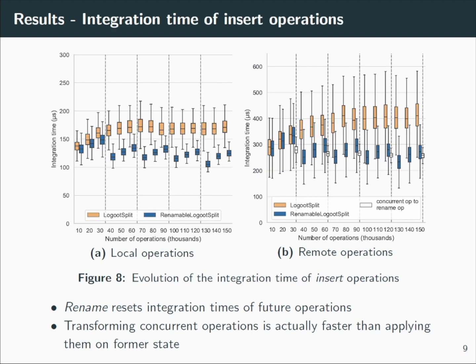Then we compare the integration time of insert operations on Rukusplit sequence, in orange here, and renameable Rukusplit 1, here in blue. Basically, as the rename operation enables us to aggregate all the elements into only one block, the rename operation resets the integration time, speeding up the integration time of future operations.